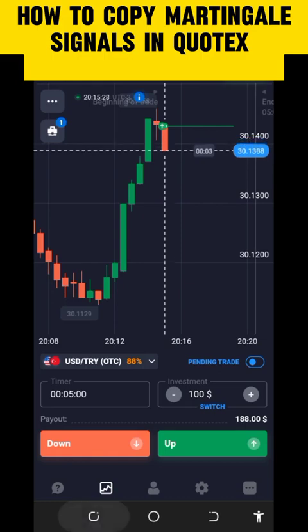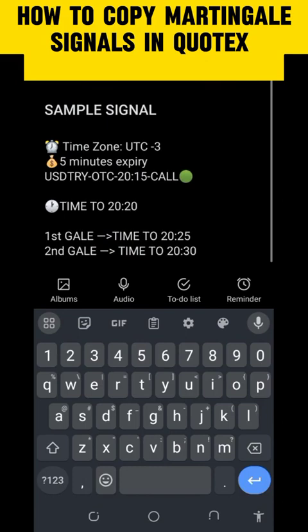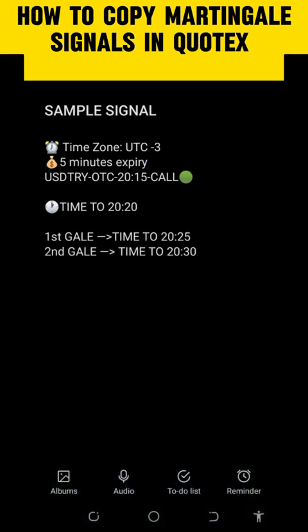You can see we took the trade at 2015, which is the entry point. So this trade should end at exactly 2020. And if I am losing the trade at 2020, I have to click up again, and that will start the first girl, which runs to 2025. And if I see that I'm losing in the first girl, I have to prepare. Don't even wait till you see you are losing, so prepare for the first girl.